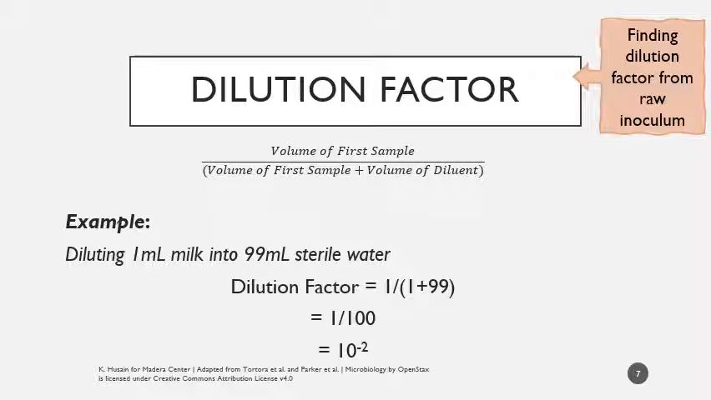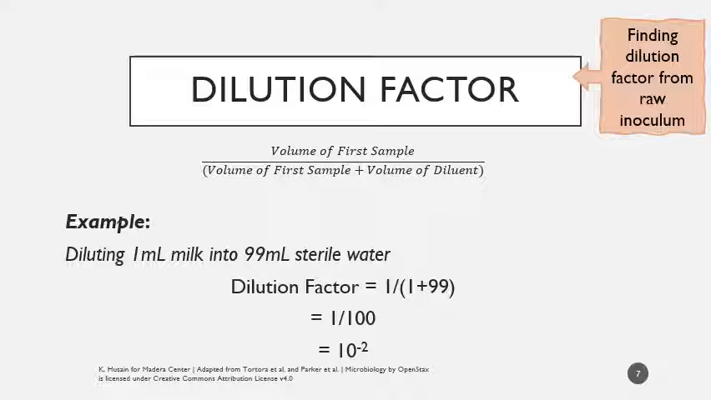So for example, if you're studying raw milk and you dilute 1 milliliter of milk into 99 mils of sterile water, so you're taking just 1 milliliter of that original sample and putting it into 99 mils of sterile water, what is our dilution factor? To calculate that, we take the amount of the first sample, 1, and divide it by the total volume, so 1 mils of milk and 99 mils of sterile water. That means we are going to divide 1 by 100, and in scientific notation, in an exponent format, this is going to be 10 to the minus 2.